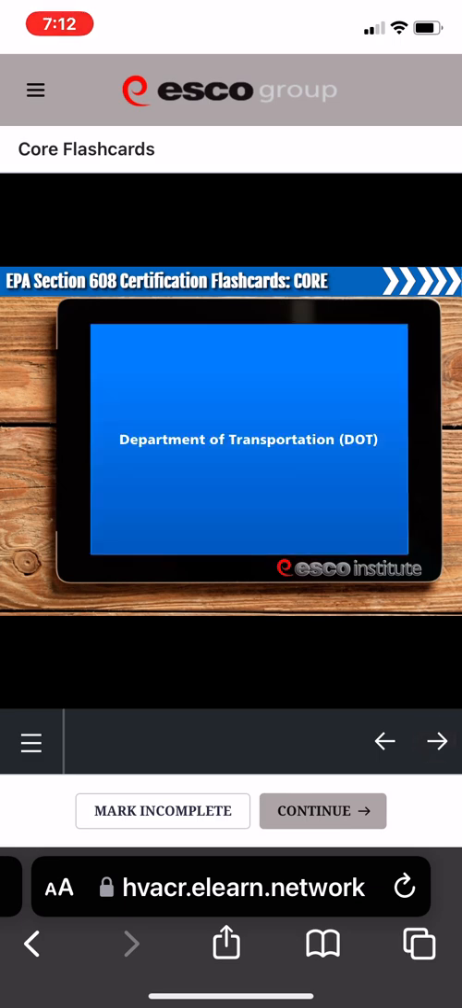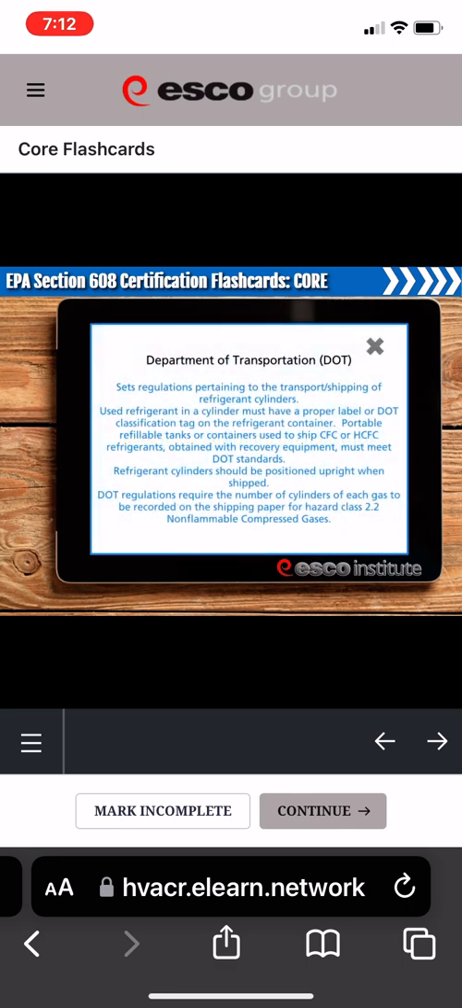Department of Transportation, or DOT. The Department of Transportation sets regulations pertaining to the transport and shipping of refrigerant cylinders. Used refrigerant in a cylinder must have a proper label, or DOT classification tag on the refrigerant container. Portable refillable tanks or containers used to ship CFC or HCFC refrigerants, obtained with recovery equipment, must meet DOT standards. Refrigerant cylinders should be positioned upright when shipped.